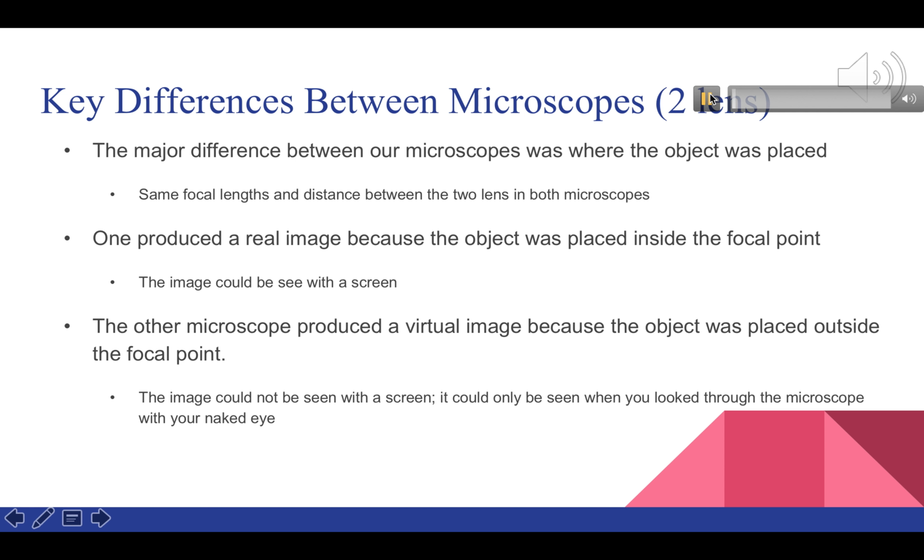So we had two different designs of our microscope, each including two different lenses. One of our lenses was a 75 millimeter lens and one was a 150 millimeter lens. And the only really major difference between our two designs was where we placed our object.